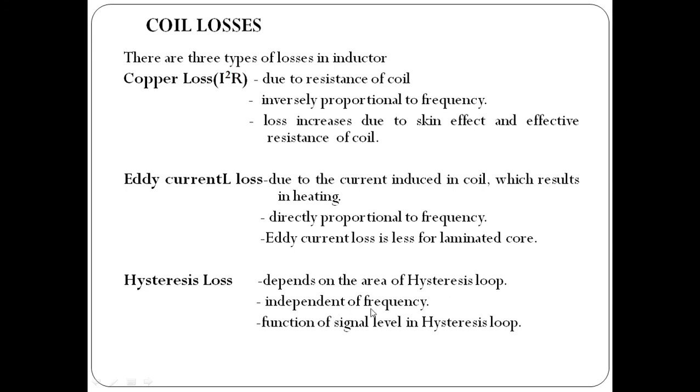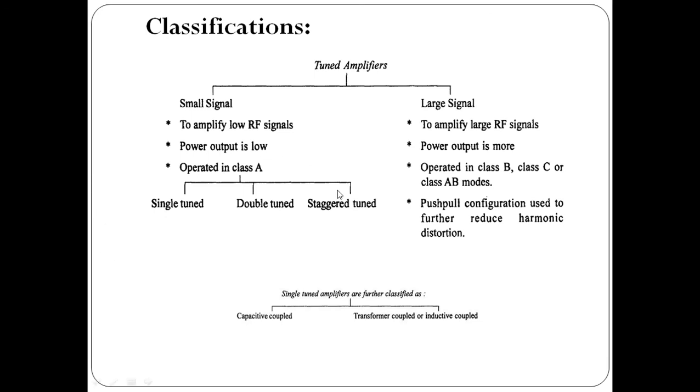Now let us see the types of tuned amplifiers. Based on the type of signal, small signal or large signal, the tuned amplifier can be classified into different types. Under the small signal, to amplify low RF signals where the power output is low, this type of tuned amplifier can be operated in class A mode. And a tuned amplifier under class A mode can be classified into three types. One is single tuned amplifier, the other is double tuned, and another is stagger tuned amplifier.